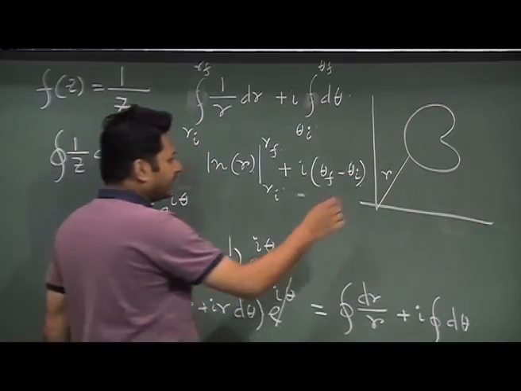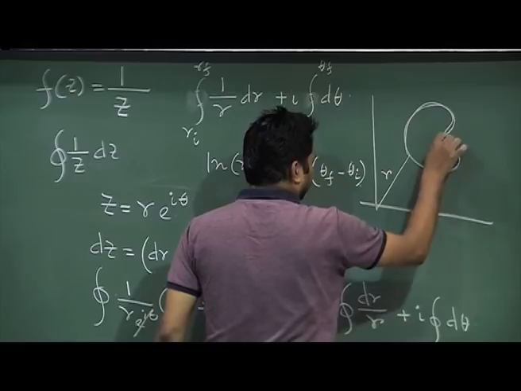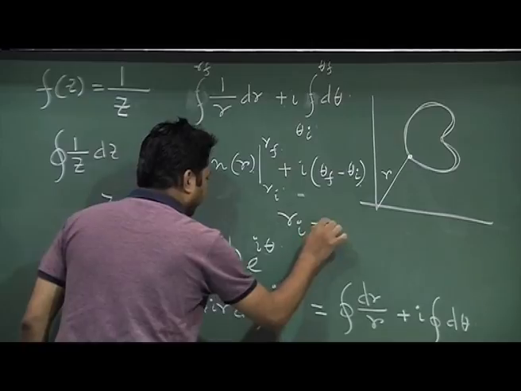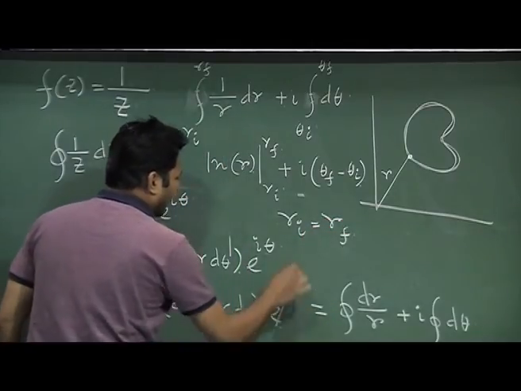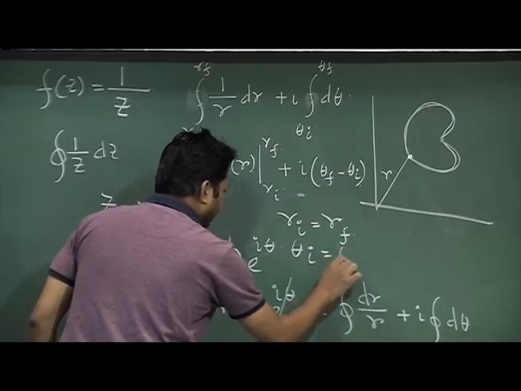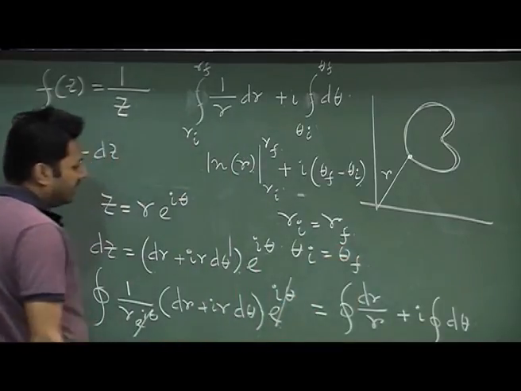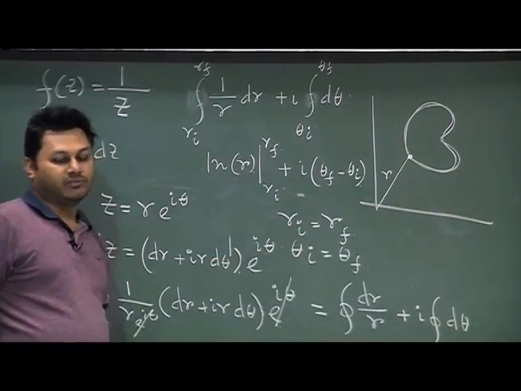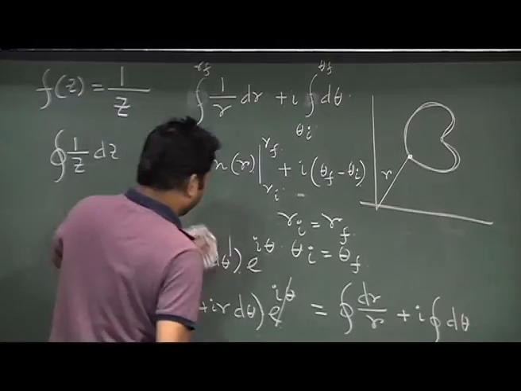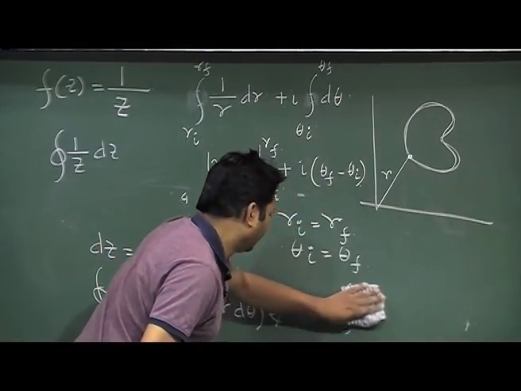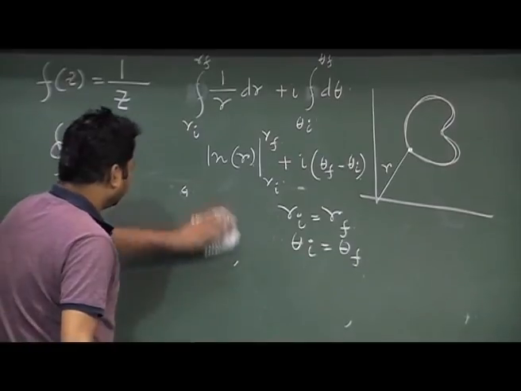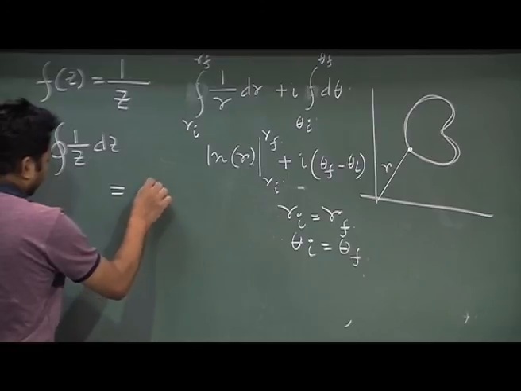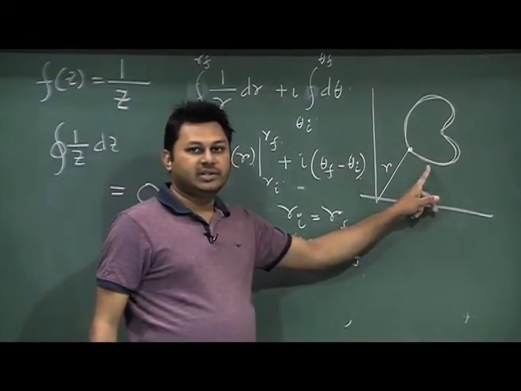Now the thing is that I am going along this path and then returning back to the same point here. So my r_i is eventually r_f and theta_i is eventually theta_f. When r_i is eventually r_f, then both these quantities will vanish. So we will have 0, which is expected, because we know it has to be 0, because the function 1 by z is analytic in this region and I am making the closed integral over that. So essentially this is 0 when my region is given like that.